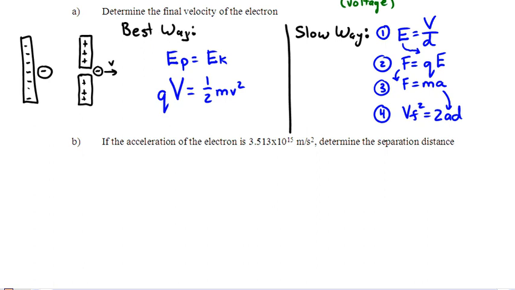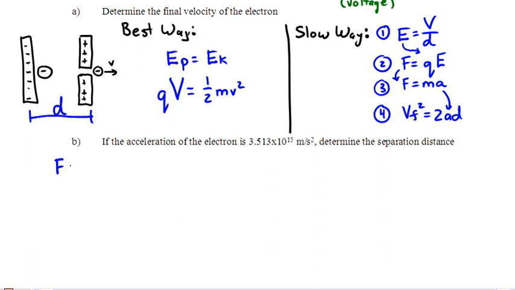Part B, if the acceleration of that electron is that kind of awkward number there, 3.513 times 10 to the 15 meters per second squared, how far apart are these plates? So we never did know, back in part A, what the separation distance was, which meant that you couldn't even do that one the slow way. But now that they're giving us an acceleration, maybe we can use this slow way idea to figure out what that separation actually is. So I guess maybe part B is a situation where you're forced to do it the slow way to some extent.